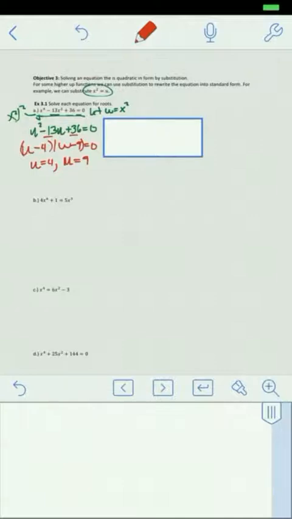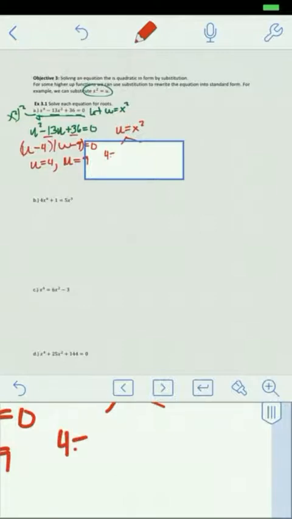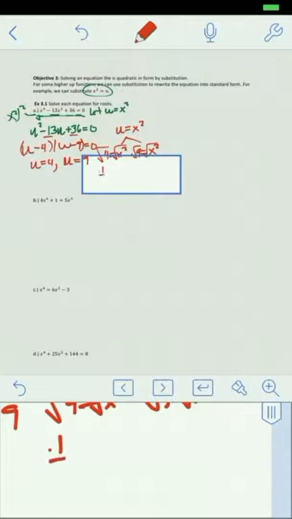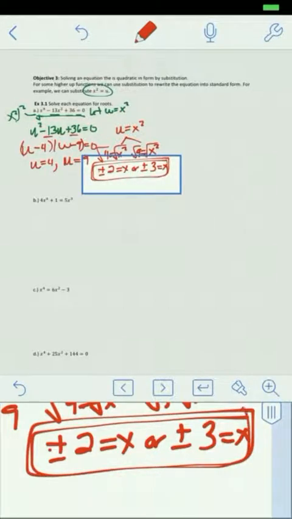So now I gotta go back and say, okay, since u equaled x squared, then that means 4 could equal x squared, or 9 could equal x squared. And I gotta solve those real fast. Take the square root of both sides. End up getting plus or minus 2 is equal to x, or plus or minus 3 is equal to x. And those are my actual answers.